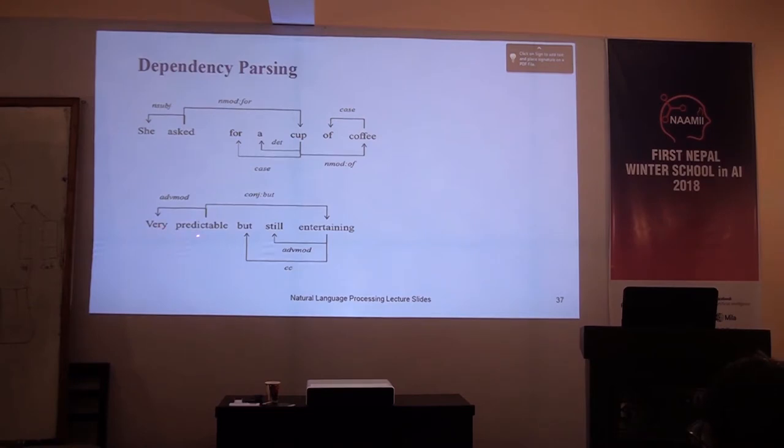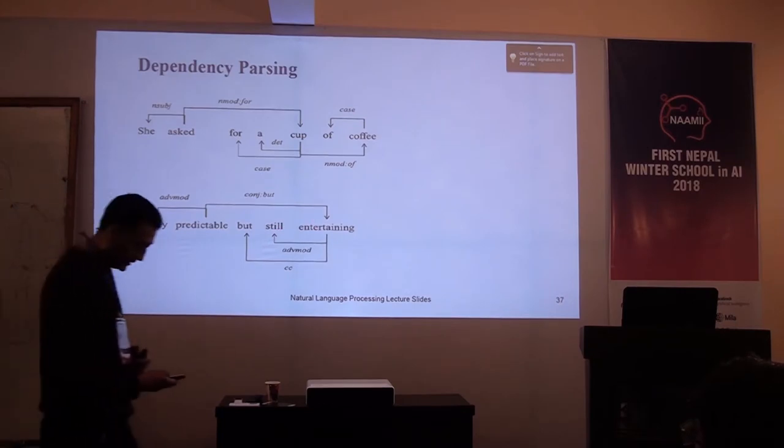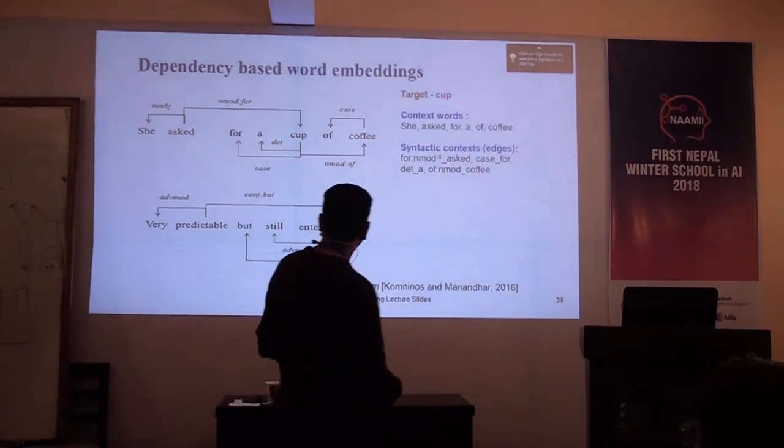Another example: "very predictable, but still entertaining." So very is an adverb modifier, all right? And you have a conjunction, right? And but, and it's still entertaining. So still is an adverb modifier as well. And but is a conjunction, okay? So the head of this conjunction phrase is entertaining. Okay, so you have something like that.